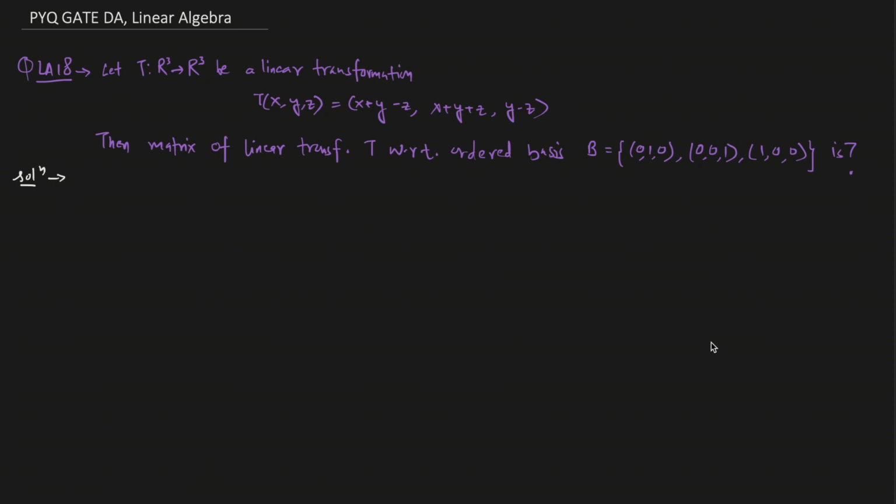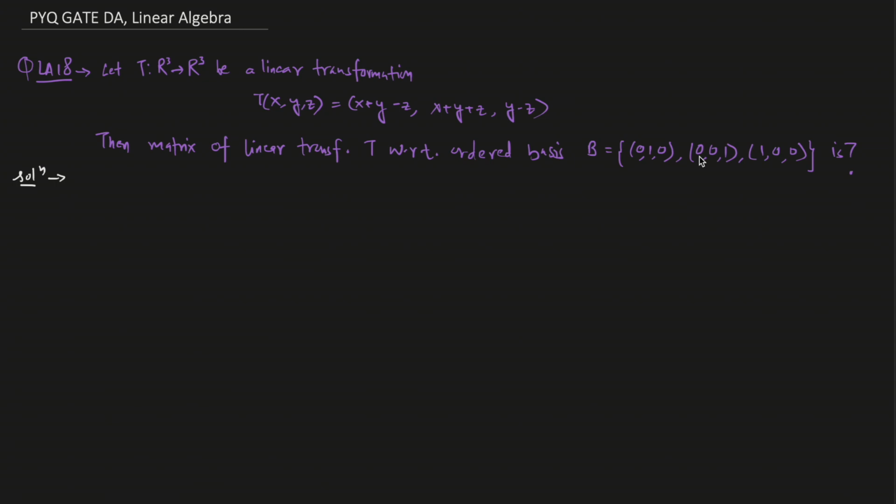Here is question LA18 on your screen. It is saying that let T be a linear transformation from R3 to R3, given as T of XYZ is this. Then find the matrix of linear transformation T with respect to this ordered basis. So we need to find the matrix corresponding to the linear transformation T with respect to these ordered bases, not the standard I hat, J hat, K hat.